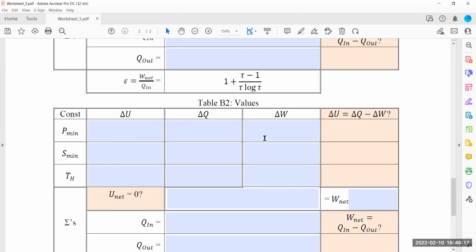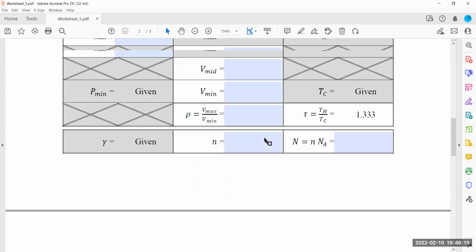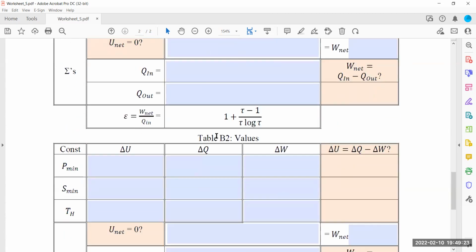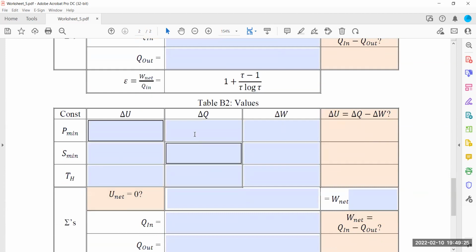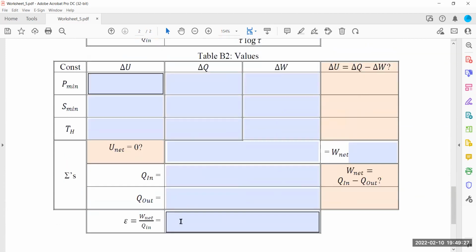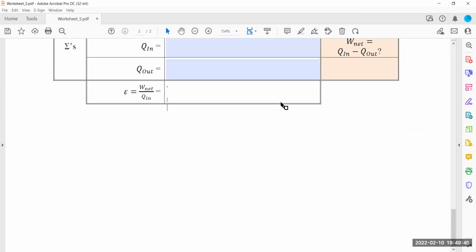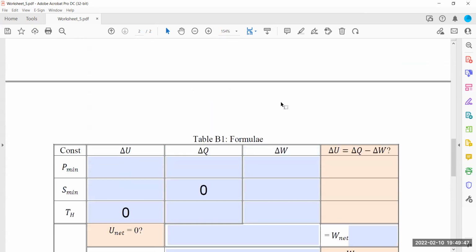Now, the second part. Remember those numbers from the previous table, Table 2? We're going to plug in the numbers and tell me how many joules in here, how many joules in here, and all of these numbers in here. And you're going to find the efficiency now, because you're going to plug in the value of tau. Remember, the value of tau is 1.33. So it's going to be 1 minus (1.33 minus 1) divided by (1.33 times the natural log of 1.33). Okay. And that is the calculations.